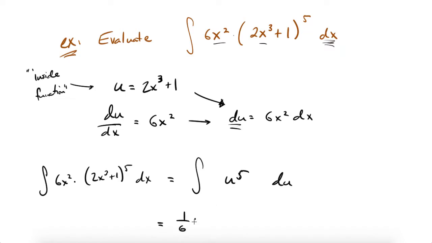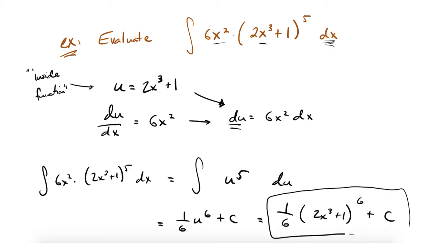So this is 1/6 u to the sixth plus c. But of course, we didn't actually want our answer in terms of u. We wanted it in terms of x. So as a final step, you have to go back and say, oh, well, what was u? So in this case, it's 1/6 (2x cubed plus 1) to the sixth plus c.